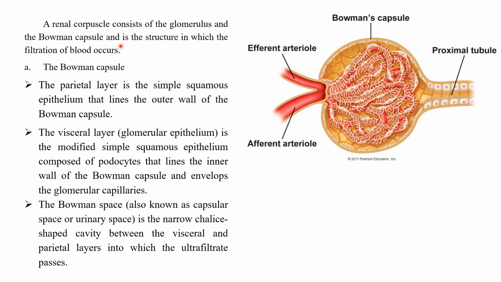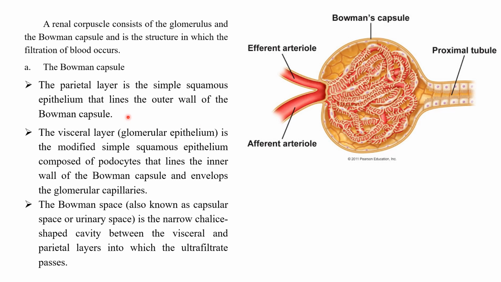The renal corpuscle consists of the glomerulus and the Bowman's capsule and is the structure in which the filtration of blood occurs. So this is the structure of the glomerulus and the Bowman's capsule. This complete structure is called the renal corpuscle. Let us now look into the structure of Bowman's capsule.